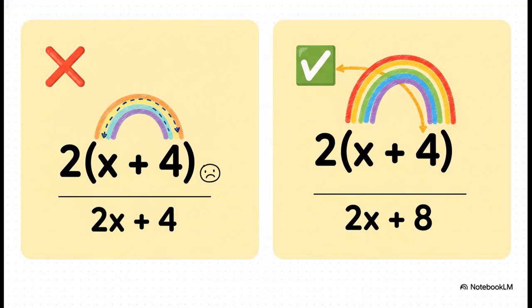Okay, this is without a doubt the number one mistake people make with the distributive property. Let's say you have 2 times (x plus 4). It is so tempting to just multiply the 2 by the x and then completely forget about the 4. You see people write 2x plus 4 all the time. But remember the rainbow. You have to share the love with every term inside. So the correct answer is 2x plus 8. Don't fall for that trap.